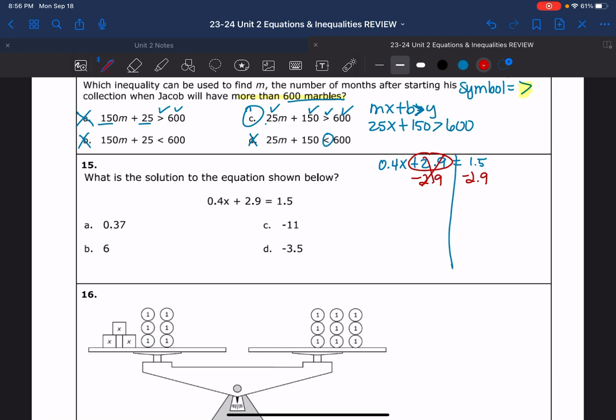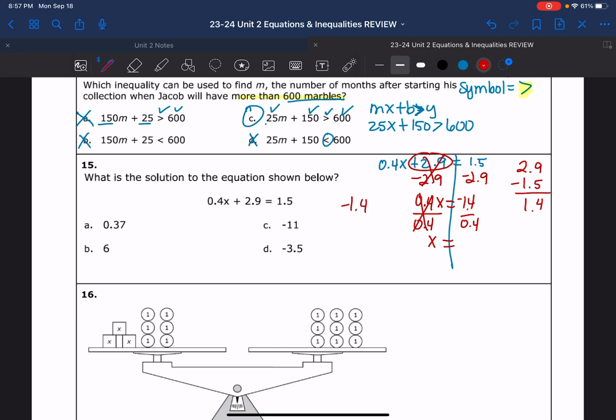That's going to give this a 0 pair. We're going to have 0.4x is equal to, and now we have to do 2.9 first, that's the bigger number, minus 1.5. Line up your decimals. 9 minus 5 is 4, 2 minus 1 is 1. So I would have 1.4, and it would be negative 1.4 because we're keeping the sign of the larger number, which is 2.9. Then we're going to divide by 0.4. This is where it starts getting tricky because we don't like to divide by decimals. But let's work this out together.